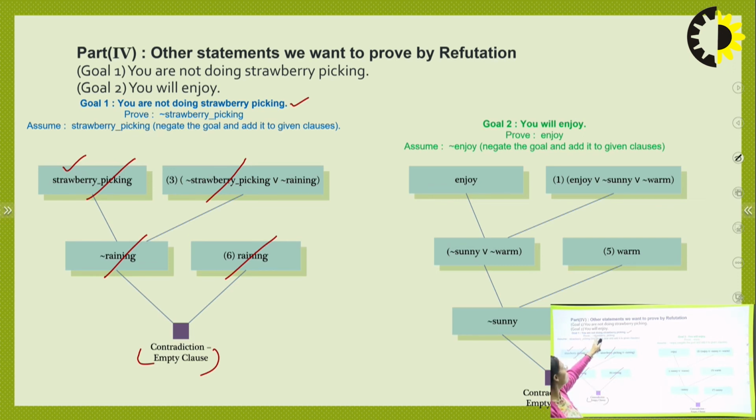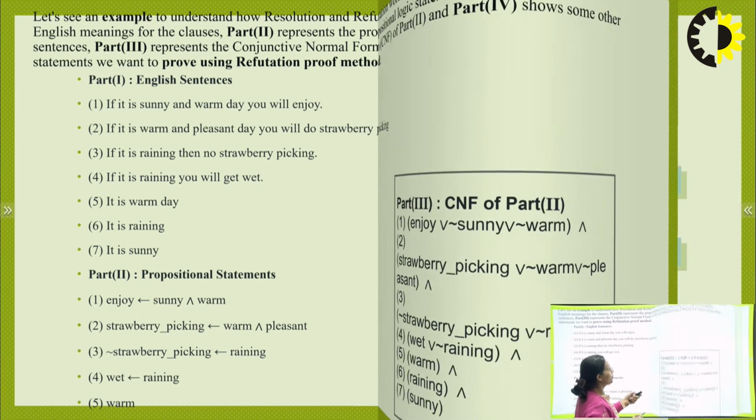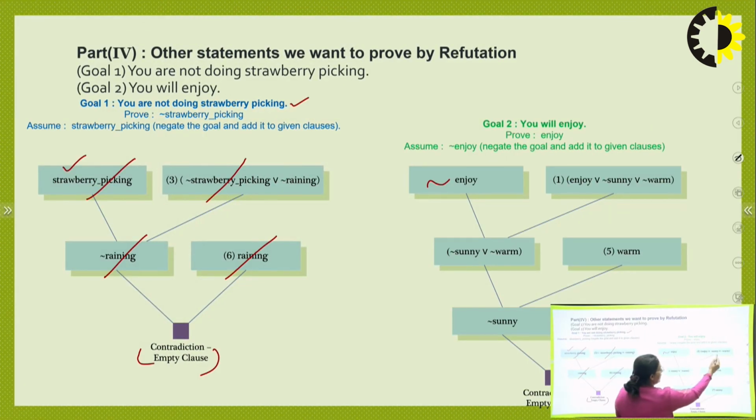The second thing is you will enjoy. So you will enjoy simply says, simply FOL is enjoy. Enjoy, then assume that not enjoy. So I'm keeping this not enjoy here, and in the statement I'll find out where the enjoy is coming. So if enjoy is coming in the first statement, so I'll take the first statement, and in this way negation of these two things are cancelling out, and I am left with this term only.